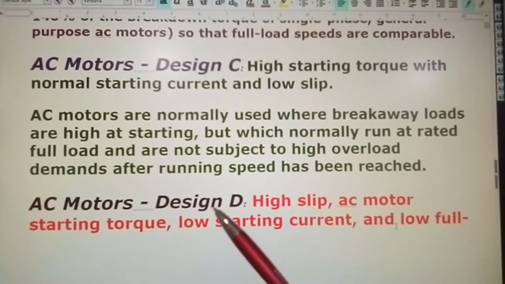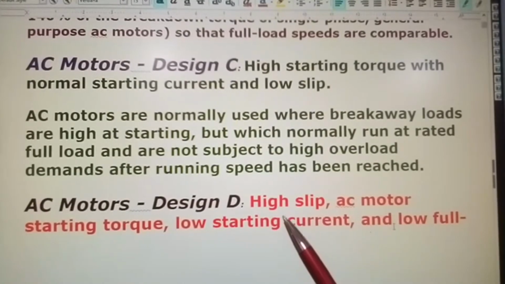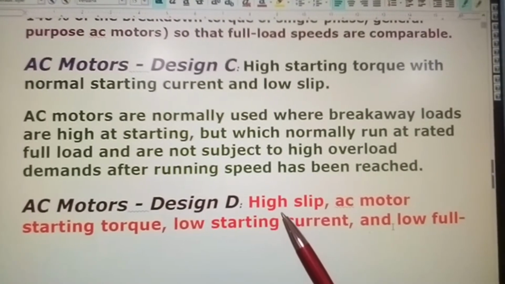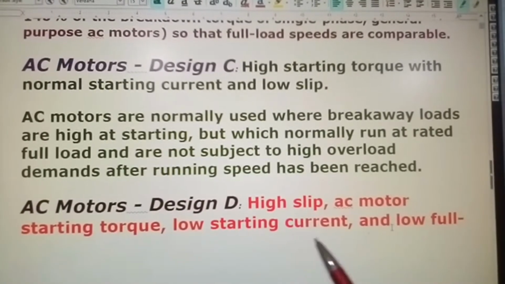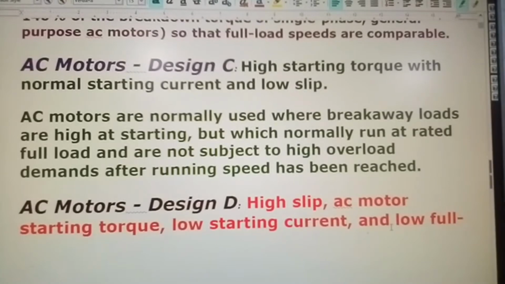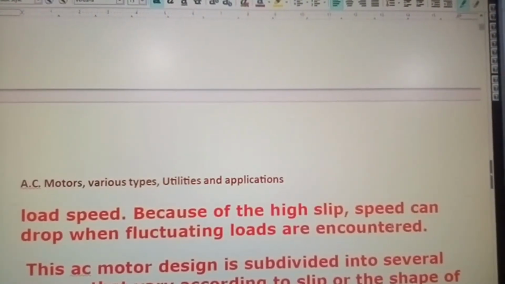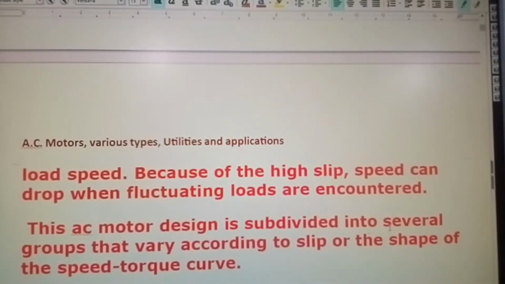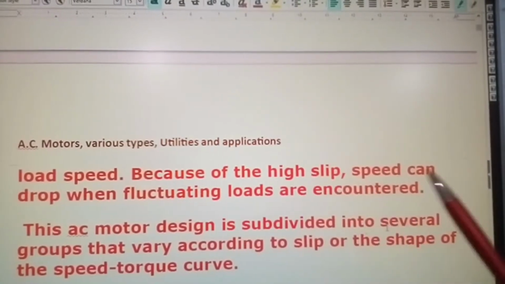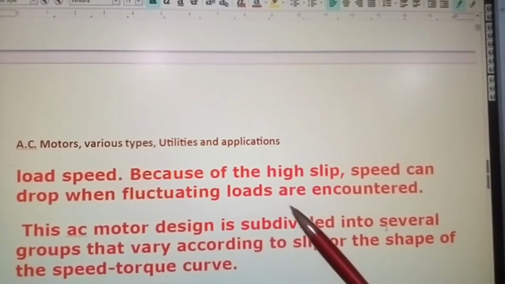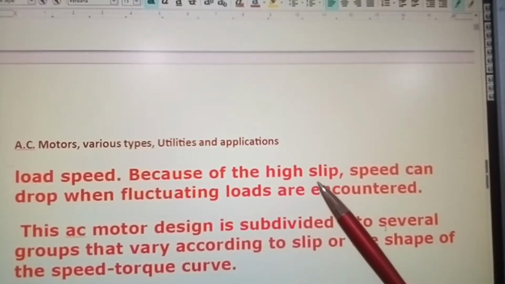Now AC motors design D, high slip. It means that it has a higher percentage slip. AC motor starting torque, low starting current and low full load speed. Because of the high slip, speed can drop when fluctuating loads are encountered. So in this case, the speed is not constant.